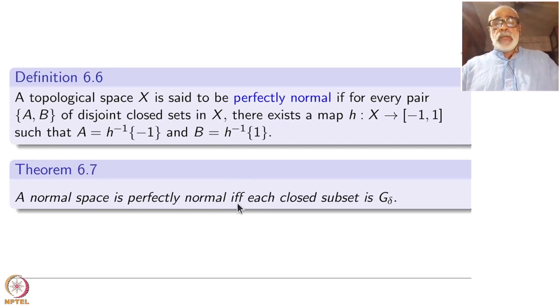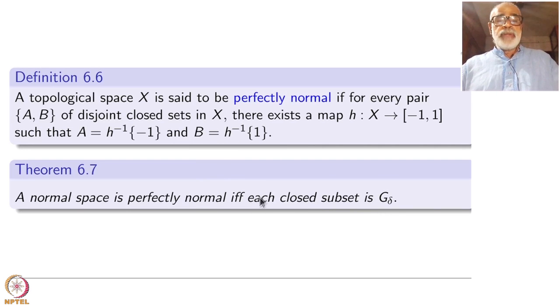A normal space is perfectly normal if and only if each closed subset is G delta. This is where the link between perfectly normal and normal is established. G delta is the key. Remember that under a continuous function into a metric space, into R for example, the inverse image of a singleton is a G delta. So if it is perfectly normal, A and B will be G delta sets. So what it says is each closed subset is G delta.